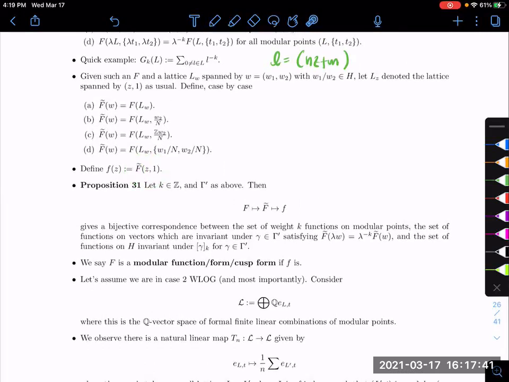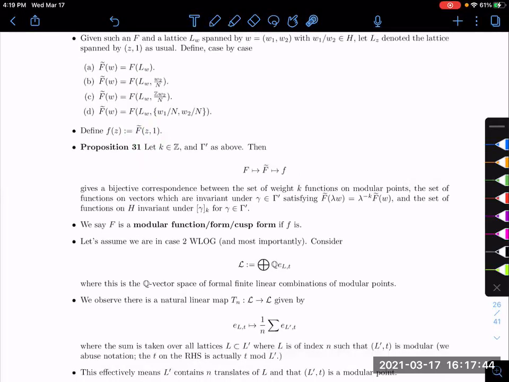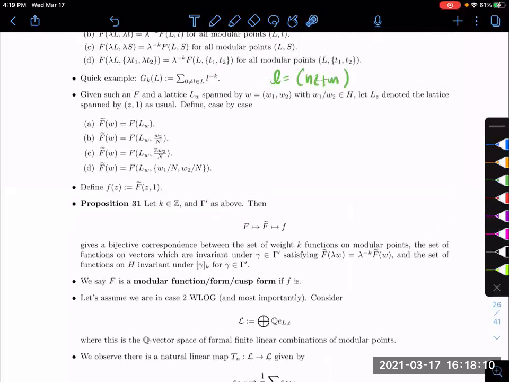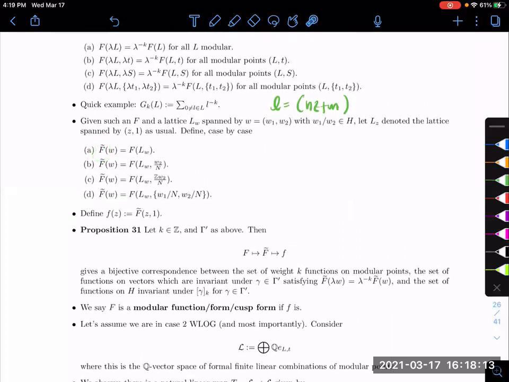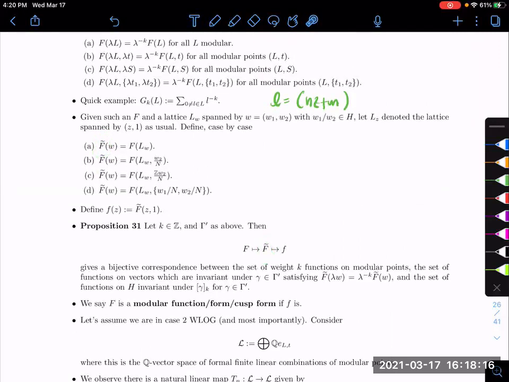And so what's going on here? What does all this mean? It all really boils down to this proposition here. So let k be an integer, and let gamma prime be one of the 4 types of subgroups of SL2Z that we talked about above. Then you can find all of the modular points for that subgroup, and you can form this map that sends a function on that set of modular points, capital F, to its tilde. And then you can always send f tilde to lowercase f using this definition down here. So we're going to send f to f tilde to little f.